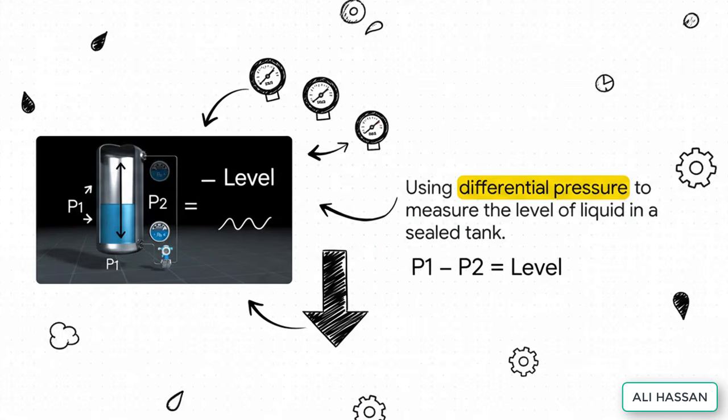So one of the most common jobs for a DP transmitter is measuring the liquid level in a tank. How does it do that? Well, think about it. The liquid at the bottom of the tank has weight, right? That weight creates pressure. That's our high pressure side, P1. Then the gas at the top of the tank has its own, much lower pressure. That's P2. By just subtracting P2 from P1, the transmitter can calculate the exact height of the liquid. It's basically weighing the liquid to see how much is in there.